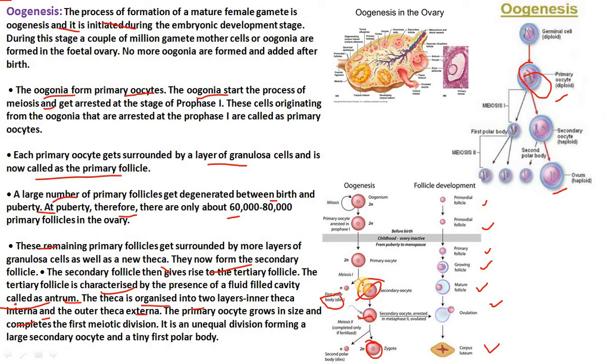The growth phase is thus a particular procedure of the primary oocyte that tends to be very long, and in this the oogonium grows into bigger primary oocytes. After this, each primary oocyte gets surrounded by granulosa cell layers to create the primary follicle. Later, a large number of follicles degenerate during the period from birth to puberty. Therefore, at puberty, around 60 to 80,000 primary follicles can be found in each ovary.